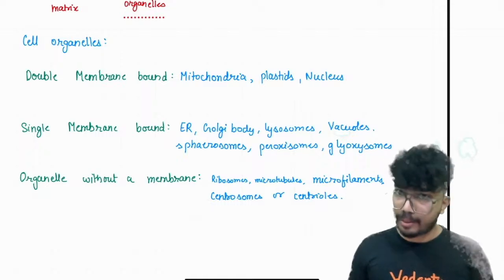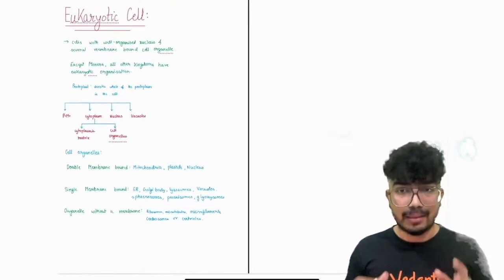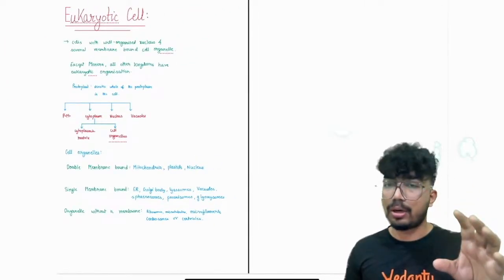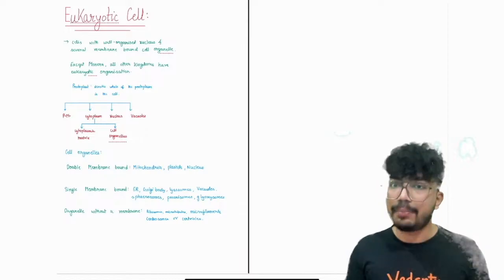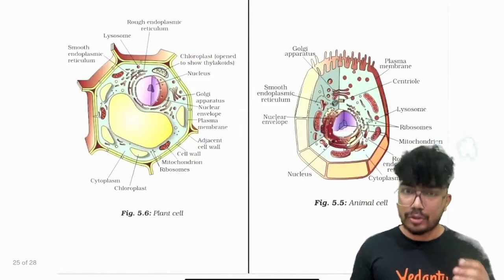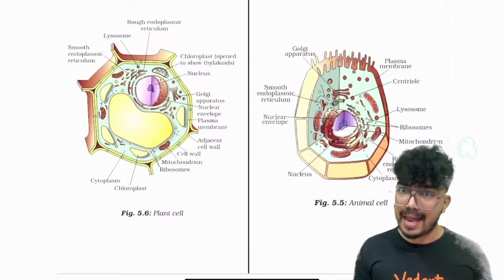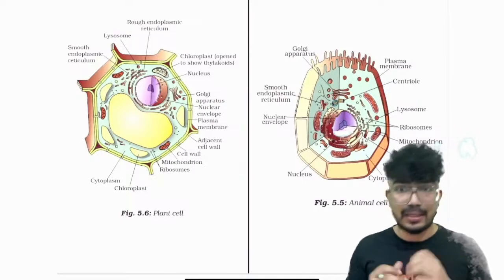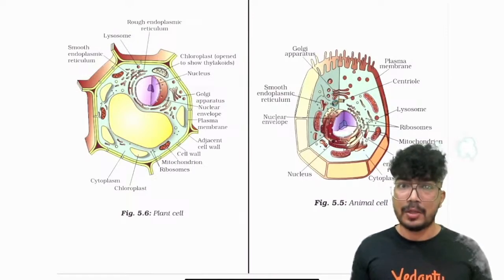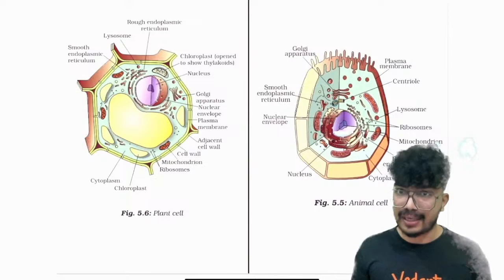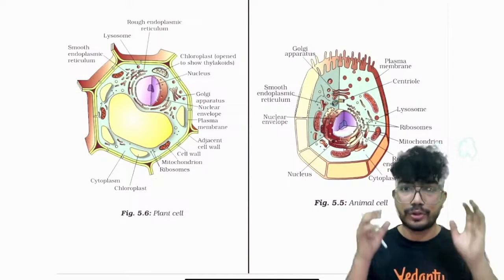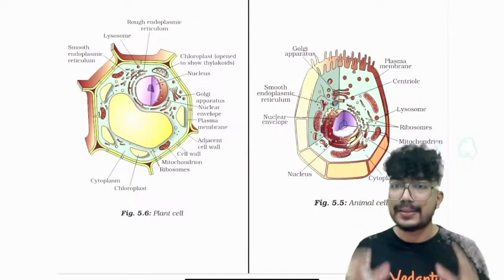Okay, so the next topic is going to be about the plant and animal cell, and all these cell organelles we are going to discuss in depth in the upcoming sessions. So here we have the structure of the plant cell and the animal cell that is given in NCERT class 11th. You can look at these diagrams, they are very important. At least you should be able to memorize the diagrams.